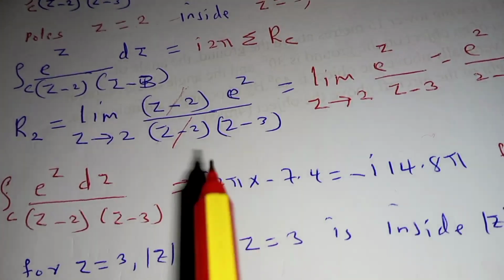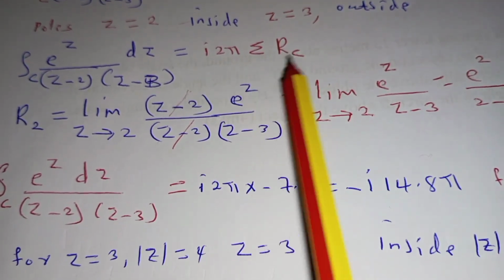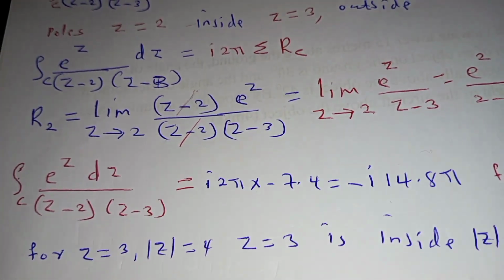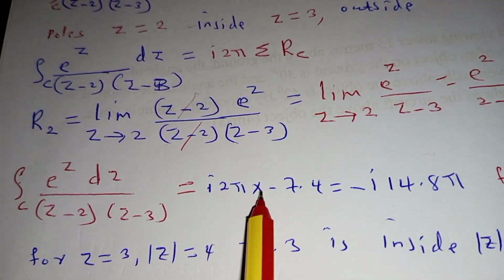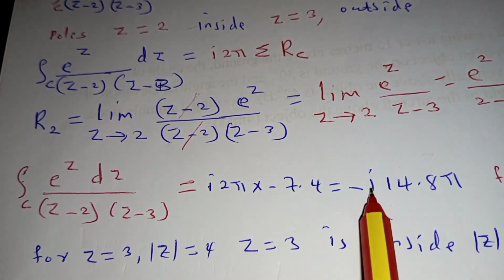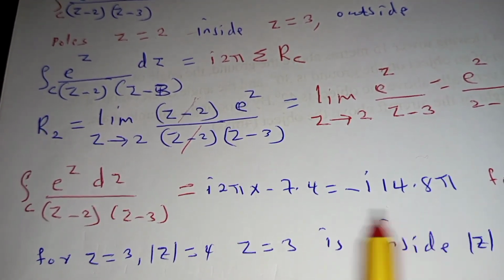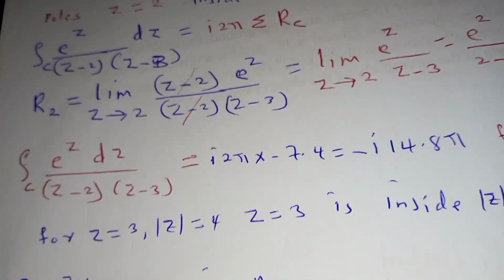Then you come and substitute the value of the sum of the residues into the Cauchy integral formula, which is I 2 pi multiplied by negative 7.4. When you do that, you are going to get negative I 14.8 pi. That is for the pole z is equal to 2.